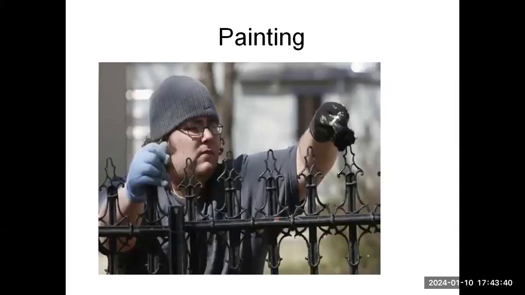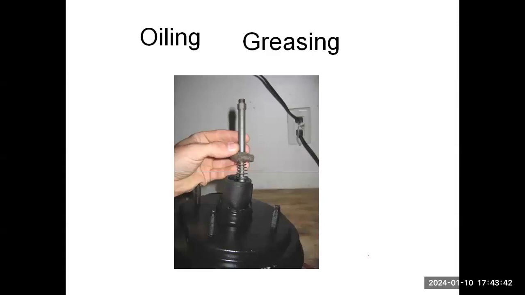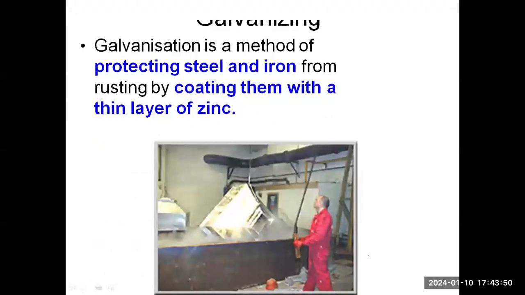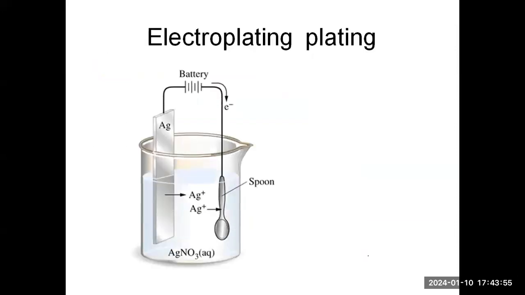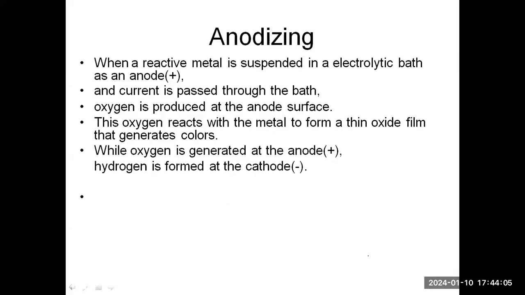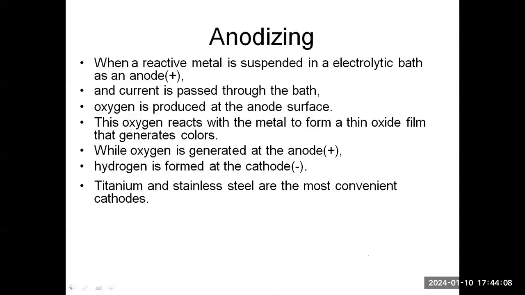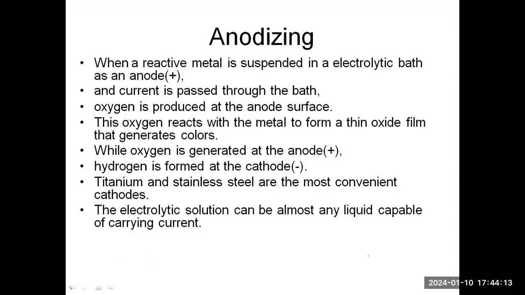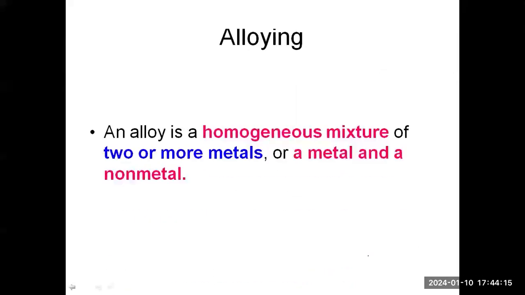You can see the person is painting the grill, oiling or greasing. This you must have experienced while greasing your bicycle parts. Galvanizing, this is the iron object which is being dipped into molten zinc to give it a coat. This is silver plating. The spoon is being given the coating of silver metal. Anodizing, as I told you, it is giving a layer of aluminium oxide. Aluminium oxide is a tough layer. It will not let the metal get corroded, which is beneath.